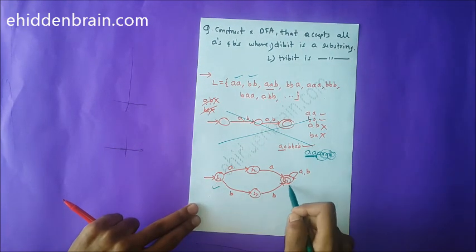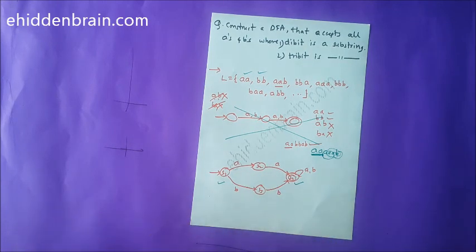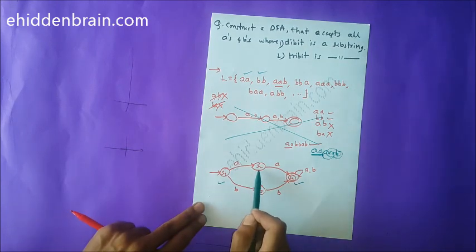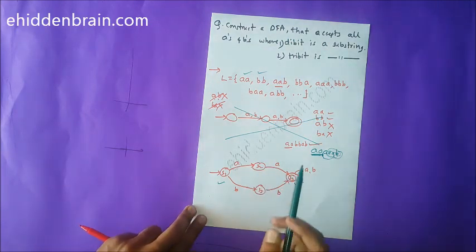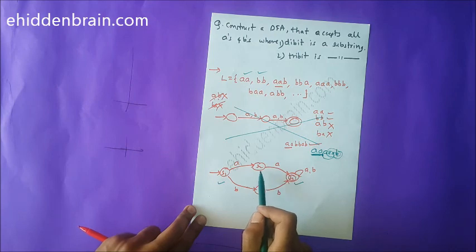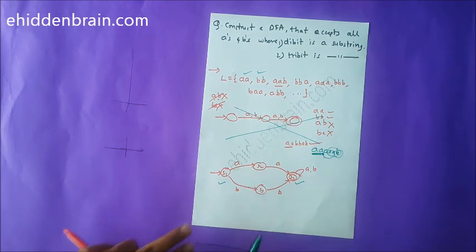S1 is in DFA. S4 is also in DFA because transition of A and B is present on S1 and S4. But what about S2 and S3? You can see that on S2 transition of A is there. It means transition of B is missing there, and on S3 transition of B is there. It means transition of A is missing there. So now let's see how to tackle this problem.